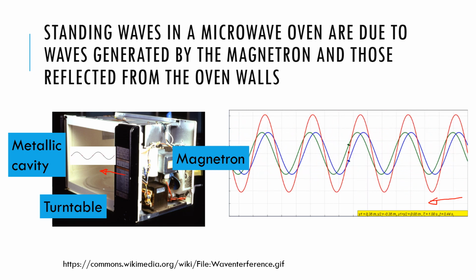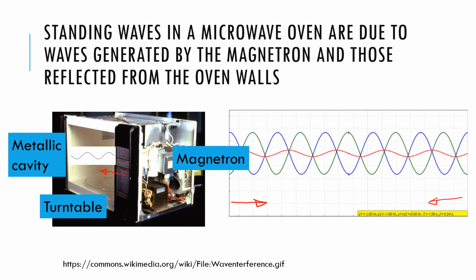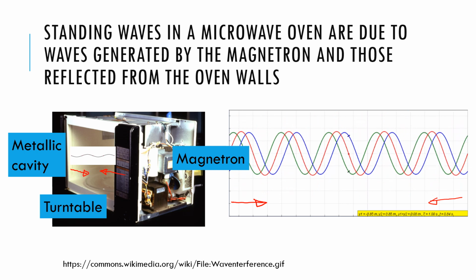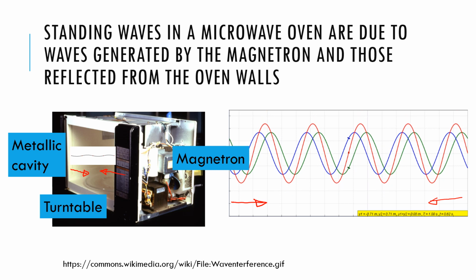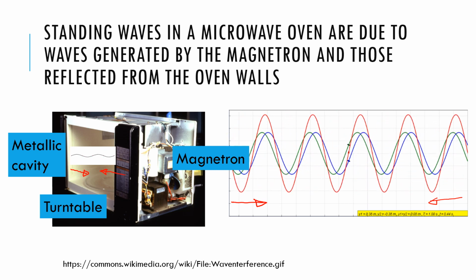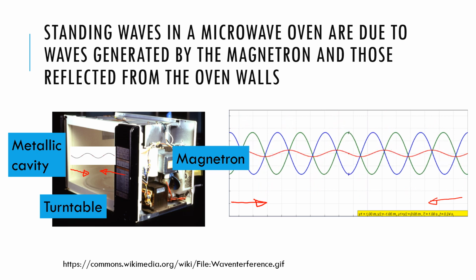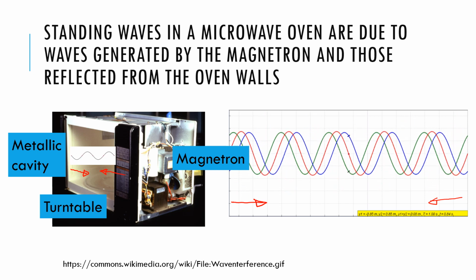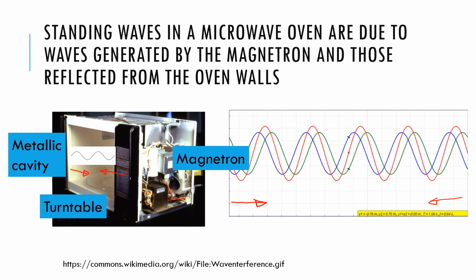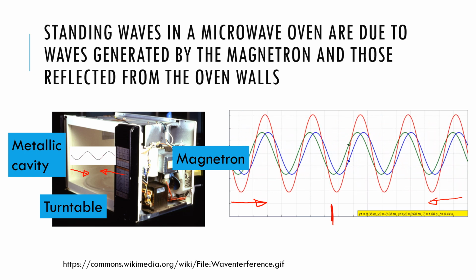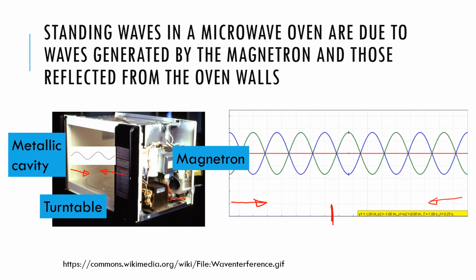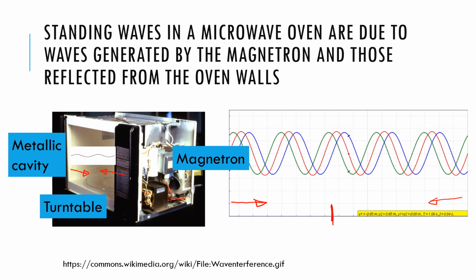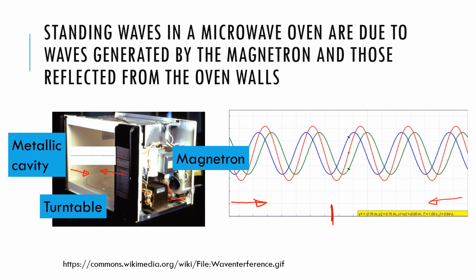Now the green waves here are coming this way. Where are they coming from? Those would be the ones reflected inside the microwave oven from the walls. So the green waves are really the blue waves reflected back from the wall. The red one, at any location, is the addition, where the amplitudes of the blue and green are added to get the amplitude of the red one.